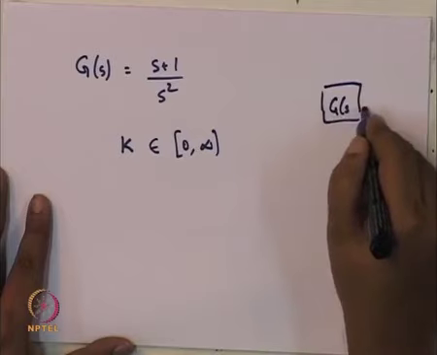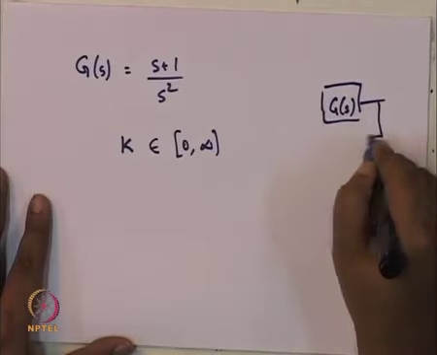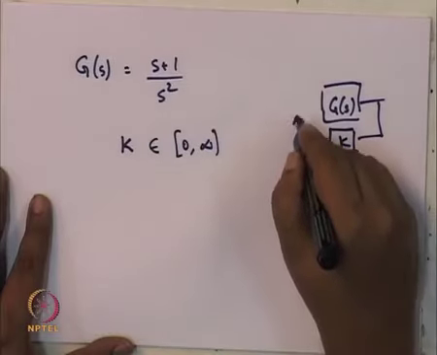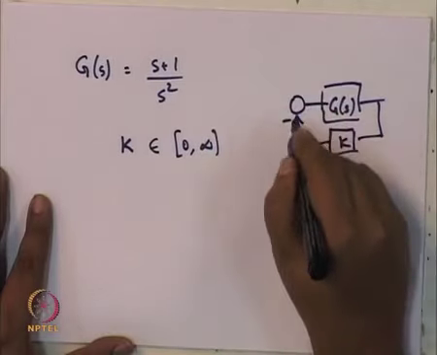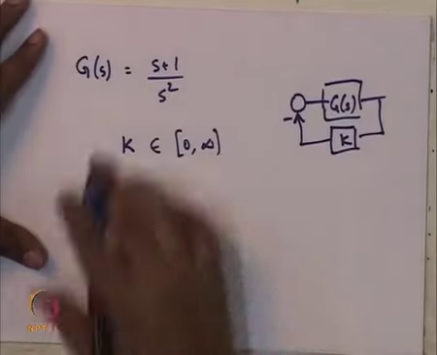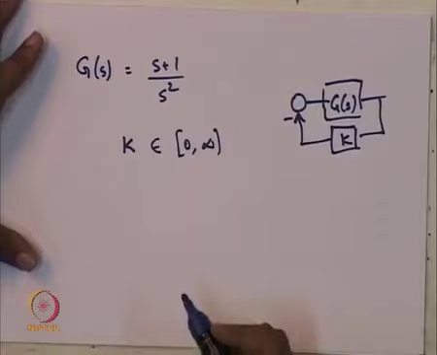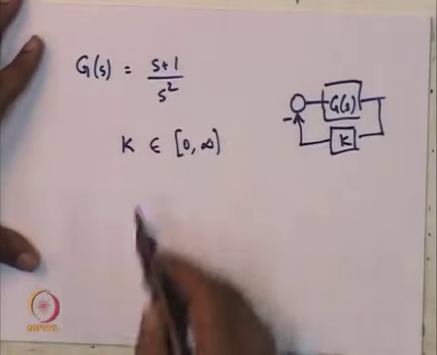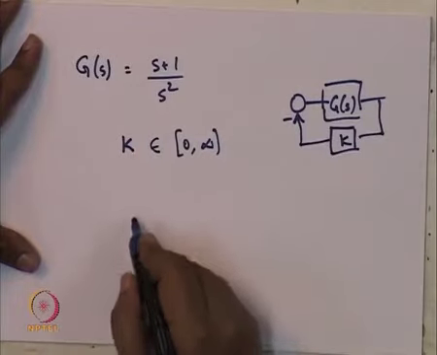That means, if you take G(s) and you give a feedback which is a linear gain k, then the resulting system is stable. We can see this in several ways. We have already looked at the Nyquist criterion, so perhaps we can draw the Nyquist plot of this G(s).